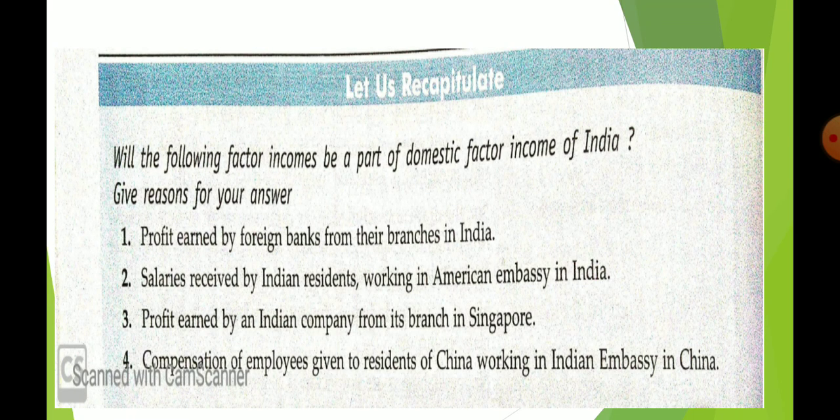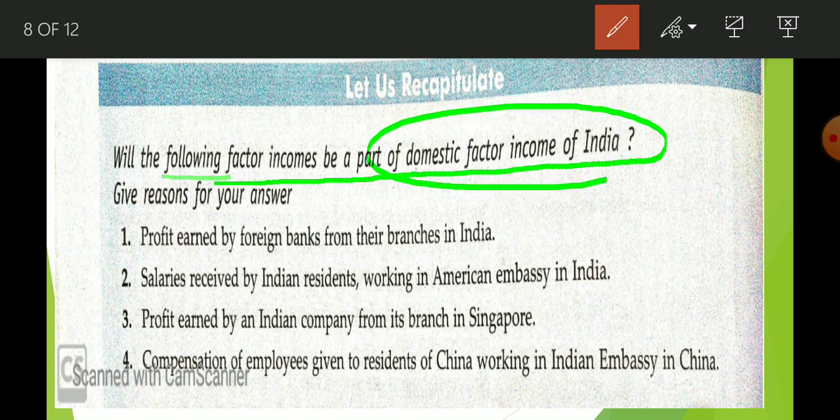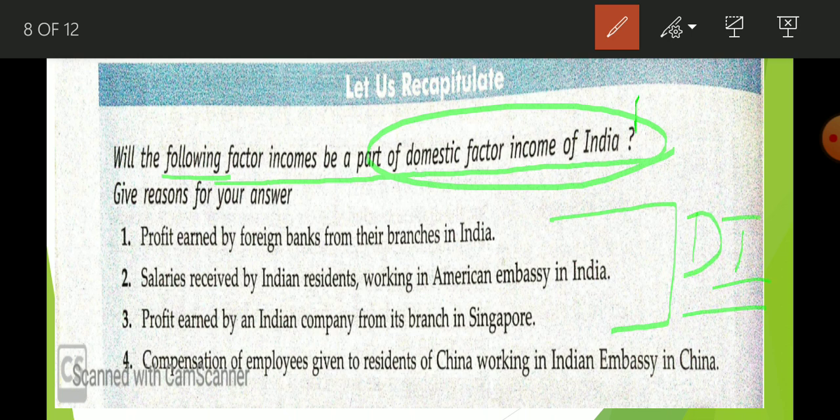Now I had collected some questions for you, so that you are able to understand some more conceptual thought in a good manner or in a proper way. So here is the question: whether the following factor income is a part of domestic factor income of India or not. Means whether all these four are included in domestic income or not. So domestic income means net domestic product at factor cost. So is it going to be added or not?